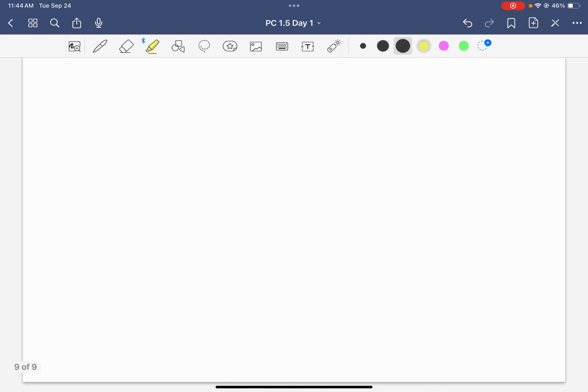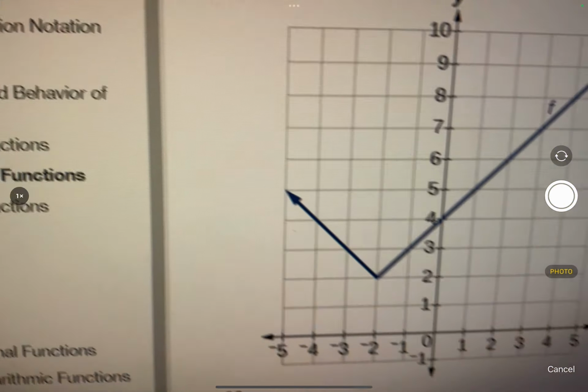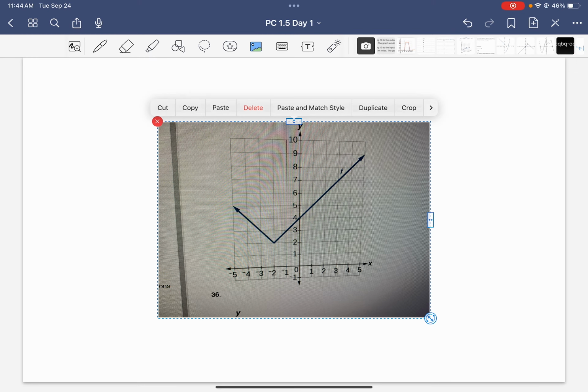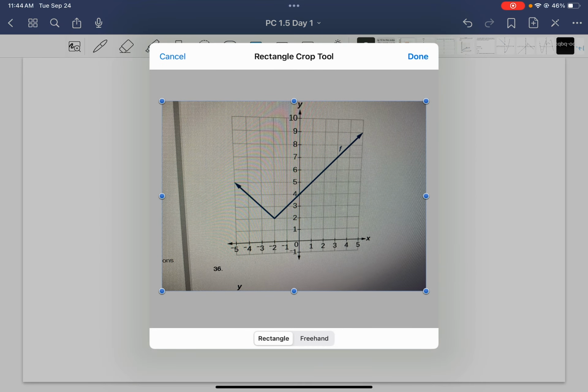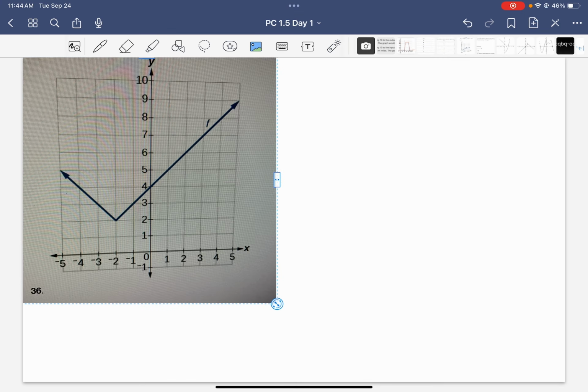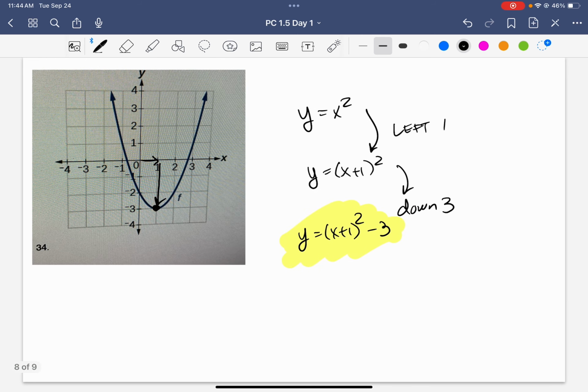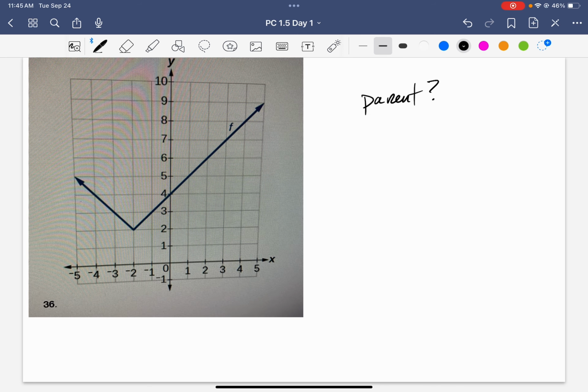If I look at 36, and taking a picture of 36, if that is your graph, well, let's see what they did to this graph. It's actually a pretty good first picture. So for 36, it looks like my parent function. Just like last time, we asked, what is the parent function? And we said it was x squared. Here I say, what is the parent function? And it's absolute x. So that's where I start.